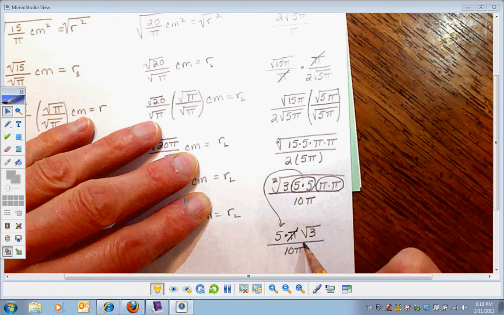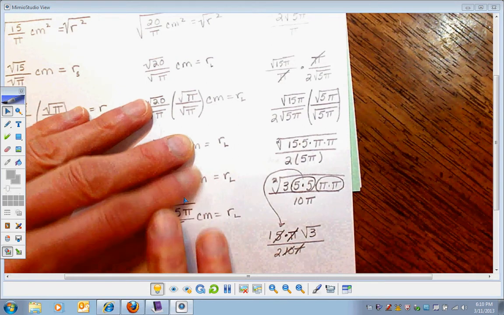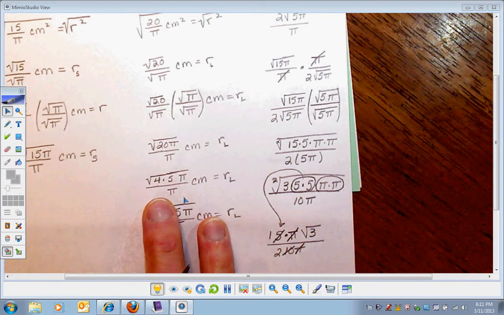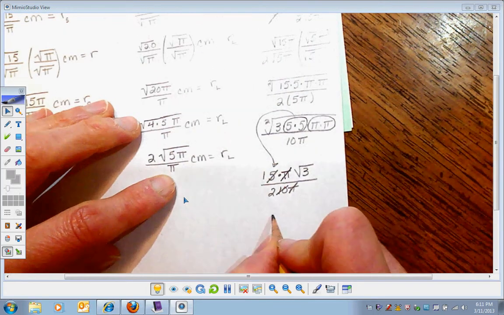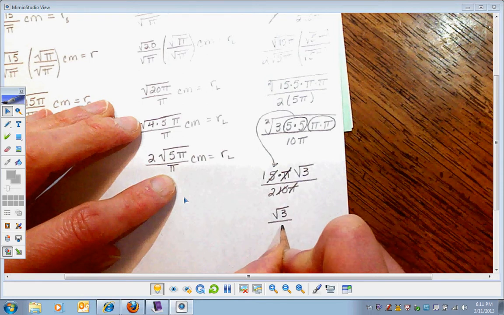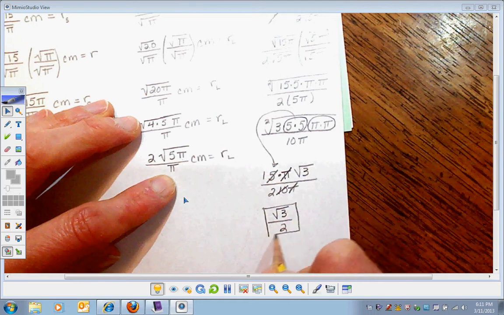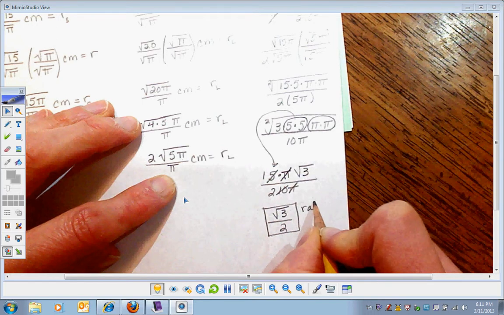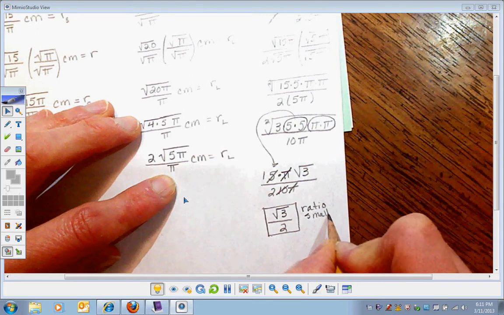Pi divided by pi is 1. 5 goes into 5 one time. 5 goes into 10 two times. So my final answer is it's a ratio of the square root of 3 to 2. That's my ratio of small to large.